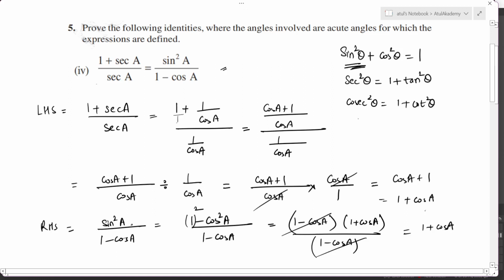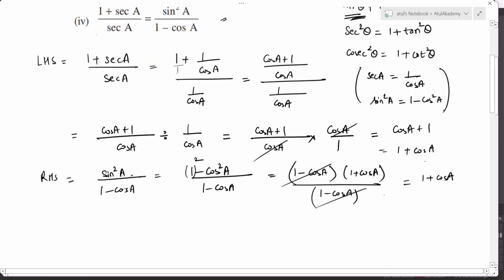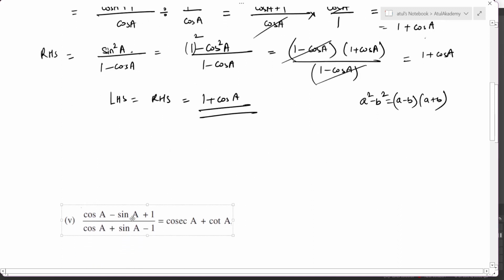So what all I have used over here is, I have used that secant A is equal to 1 by cos A. First step over here. Then nothing over here. Here I have used sin square A is equal to 1 minus cos square A. I've used this also. Another thing that I've used over here is a square minus b square is a minus b, a plus b. So I got my LHS is equal to RHS. Both are 1 plus cos A. Simplified form. I hope this thing is clear to you. Let's move to the next question.